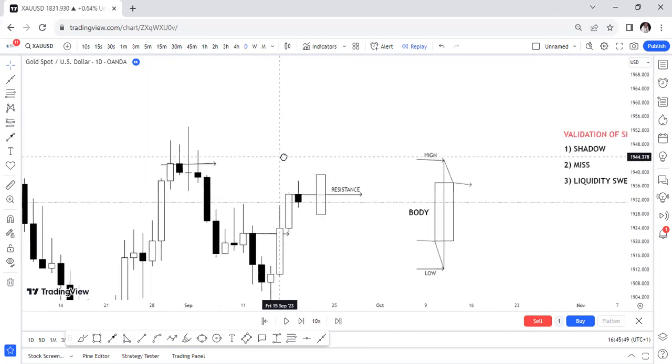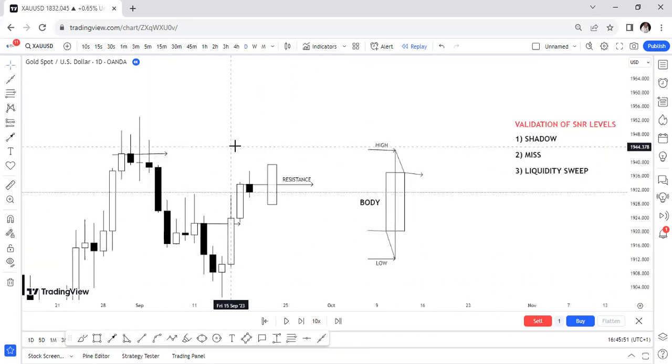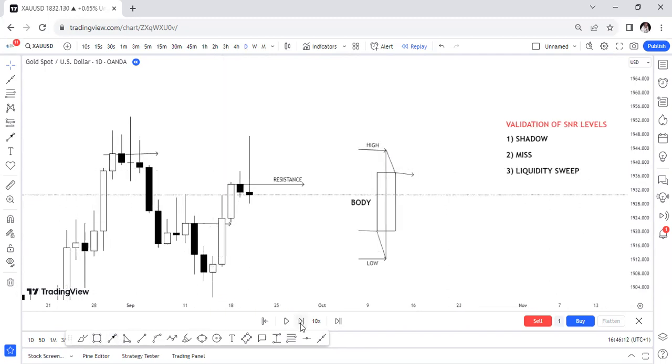A wick validates an SNR level because it indicates a price rejection of that level. If you don't see a wick, you don't trade. Take note of this validation too. You must confirm a level with a wick. If you play it forward now, you see what happens. Price taps into it and ends up becoming a wick. So once you get a close below it, you sell straight.